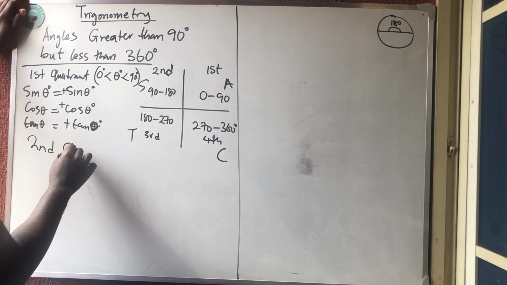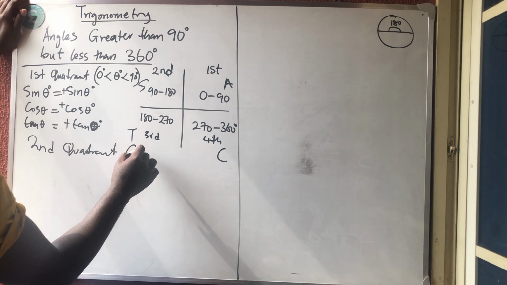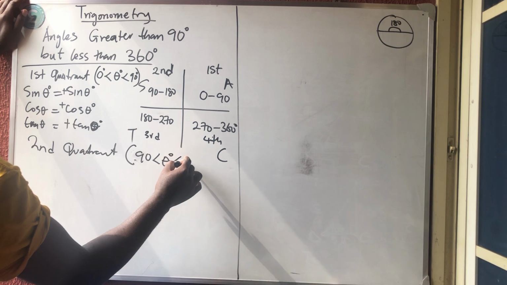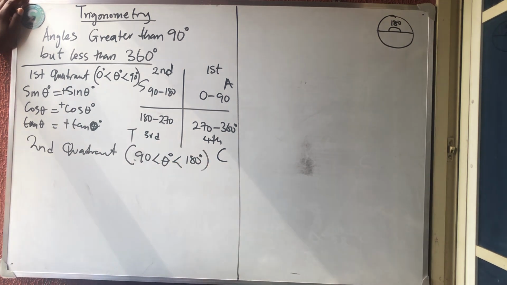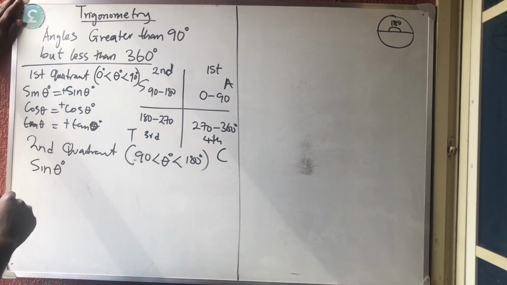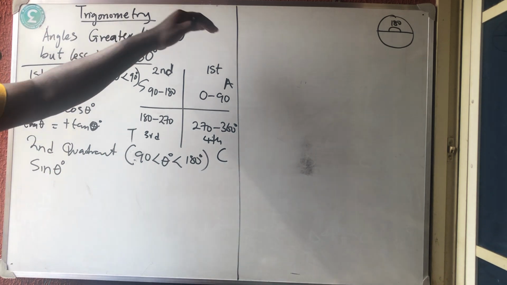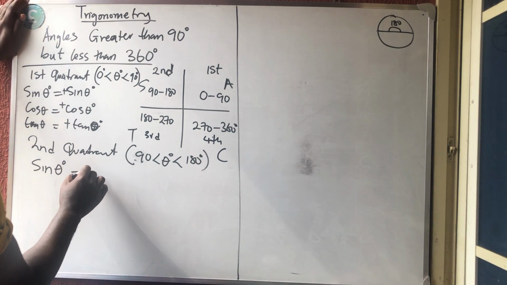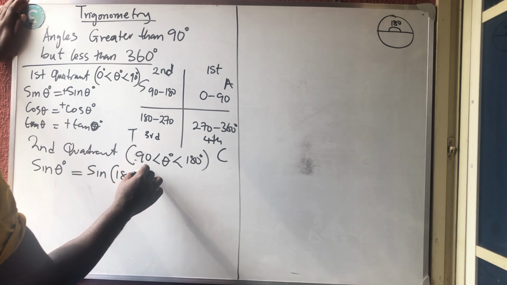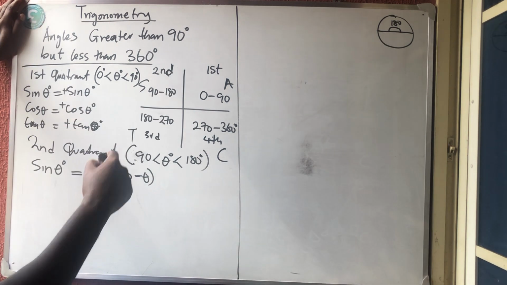The second quadrant is from 90 degrees to 180 degrees. Look at what happens here now. Theta means that your angle is now greater than 90, so we want to take it back to the first quadrant. If you want to take it back, it's going to be sine of 180 minus theta.